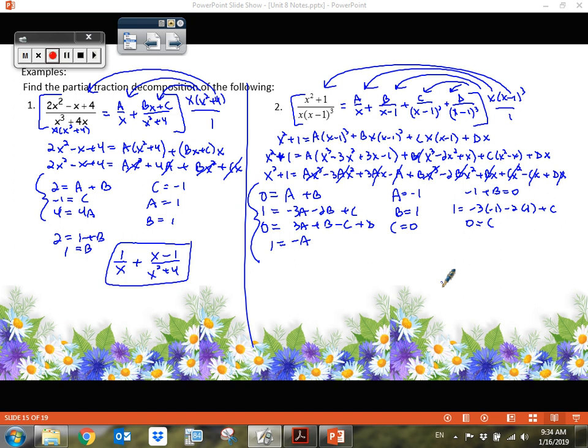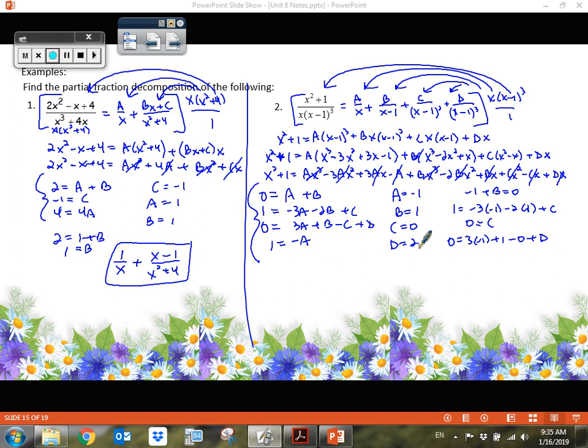Last one, let's find d. We're going to have to back substitute into this third equation. So 0 equals 3 times negative 1 plus 1 minus 0 plus d. Let's see. 3 times negative 1 is negative 3. Negative 3 plus 1 is what? Negative 2. So I move that over, so d is 2.